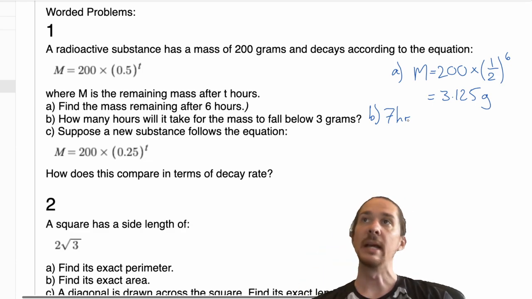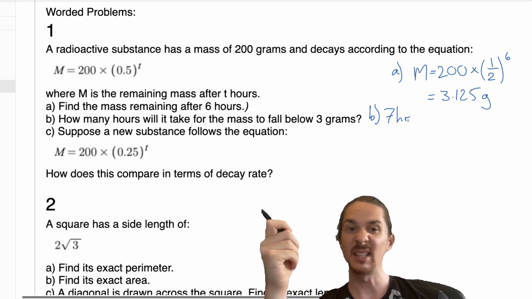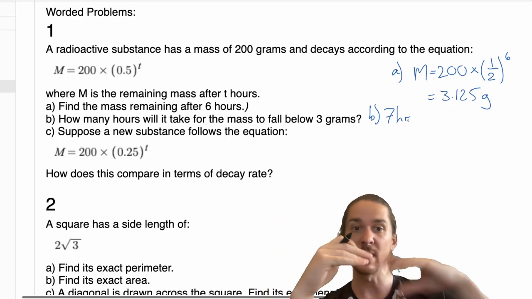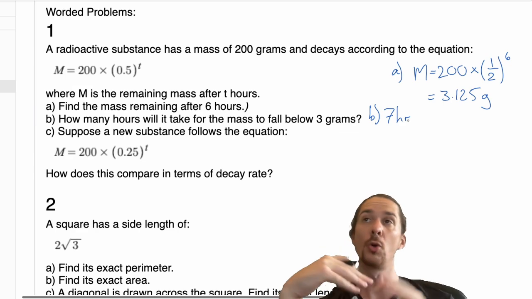Pay attention to it. And C, suppose a new substance follows this equation. So this equation is the same, except instead of the thing that we're raising to a power being a half, it's now a quarter.